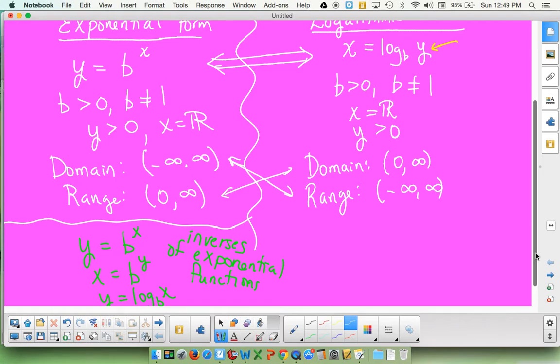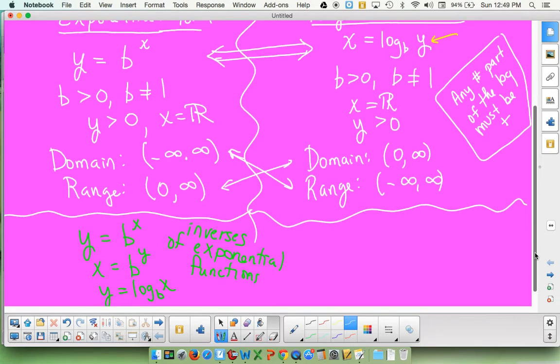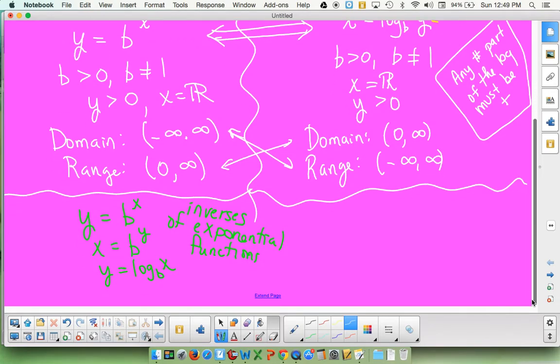Okay, for you all, the key factor is the domain must be 0 or greater. The base must be greater than 0. So the easy way to remember it, any number which is part of the log must be positive. So in this case, that would be b and y. Anything attached to the log has to be a positive value. That's the easiest way to remember it. And I'll be beating that into you for several days here.